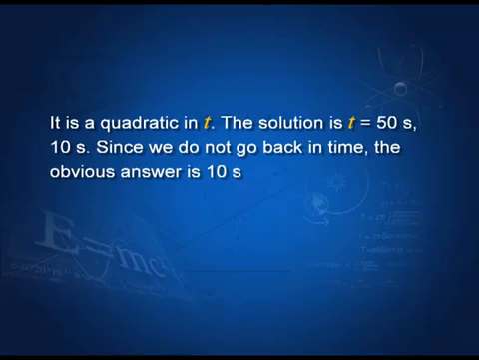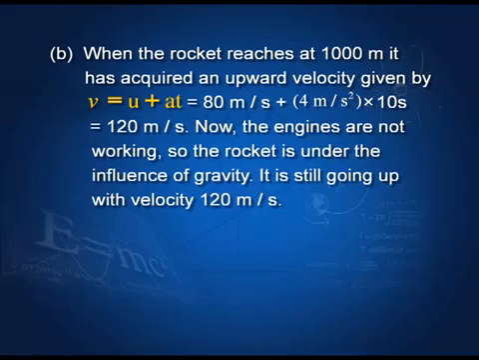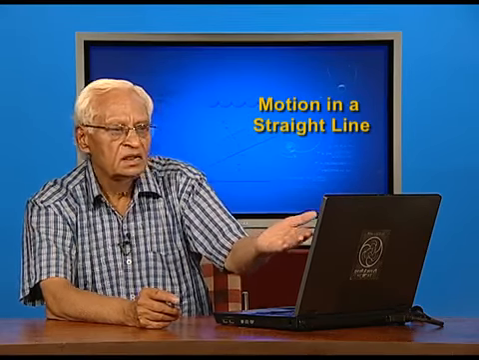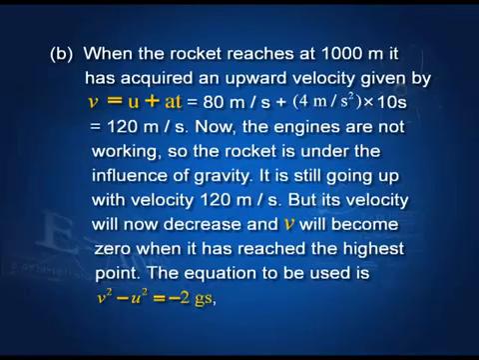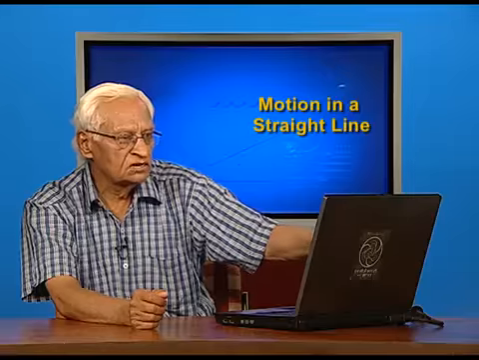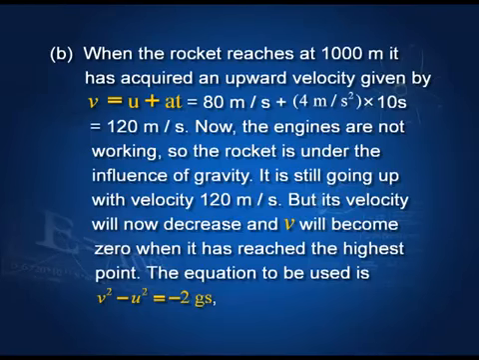Therefore, we accept the answer 10 seconds, B. When the rocket reaches 1000 meters high, it has acquired an upward velocity given by v equal to u plus a t. So, we again use the numbers: 80 meters per second plus 4 meters per second square into 10 seconds, and we get the velocity equal to 120 meters per second. That is, at a height of 1000 meters, the rocket has acquired a velocity equal to 120 meters per second.